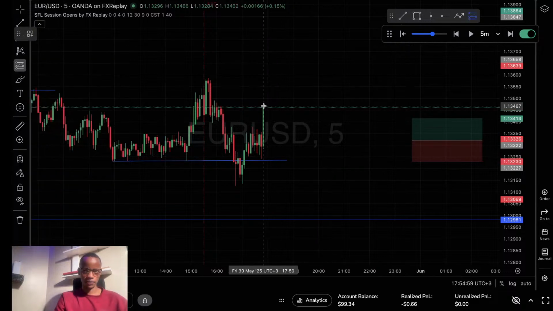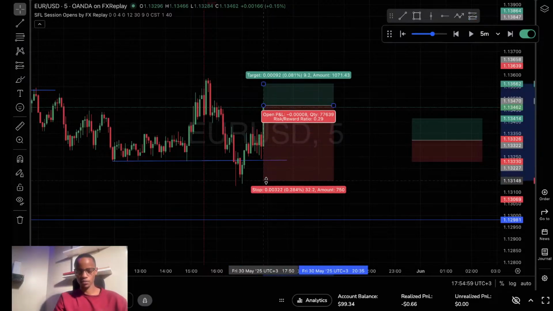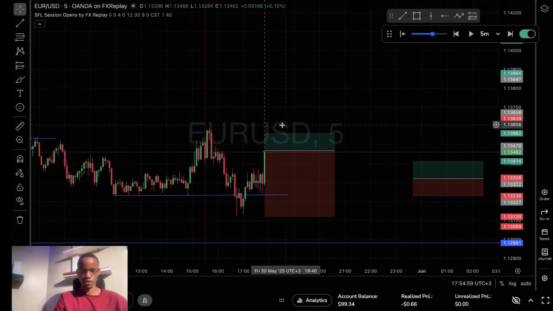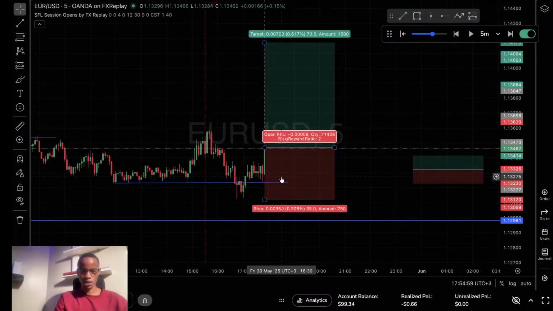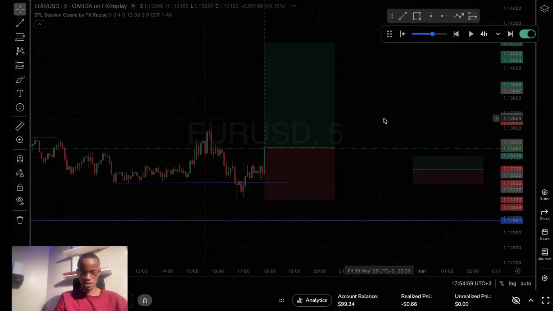So we have a long position here. What's the target? How many pips? This is like 35 pips. Let's go to 4H for the targets.